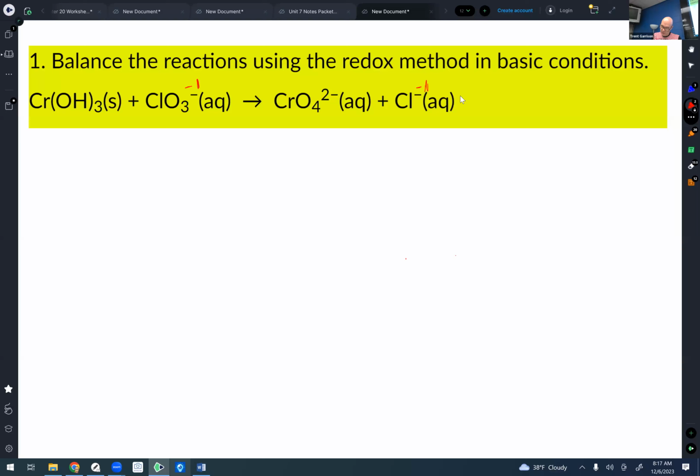We're going to end up doing it under basic conditions. The ones we talked about last time were the acidic conditions, the non-basic. So I'm going to do one more step to get us to the basic conditions today after we solve this. We go through the whole method the same way. Then there's one additional step that I'm going to show you today after we get done.